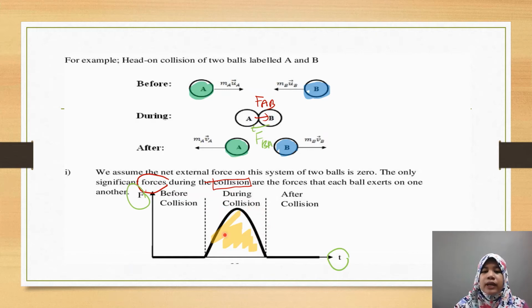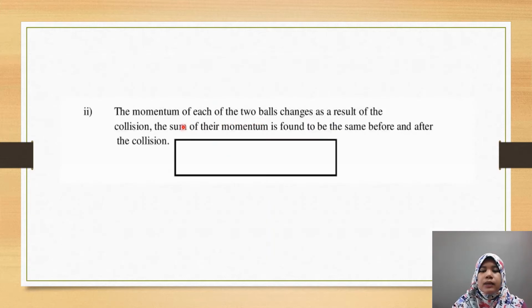So kalau soalan suruh kita plot graph F against T, so ini adalah graph kita. Okay, and then actually tak semestinya kita buat macam ni. Boleh jawab lukis bentuk segitiga ke, tak ada masalah, as long as ada area under the graph. The momentum of each of the two balls change as a result of the collision, so means that the sum of their momentum is found to be the same before and after collision.